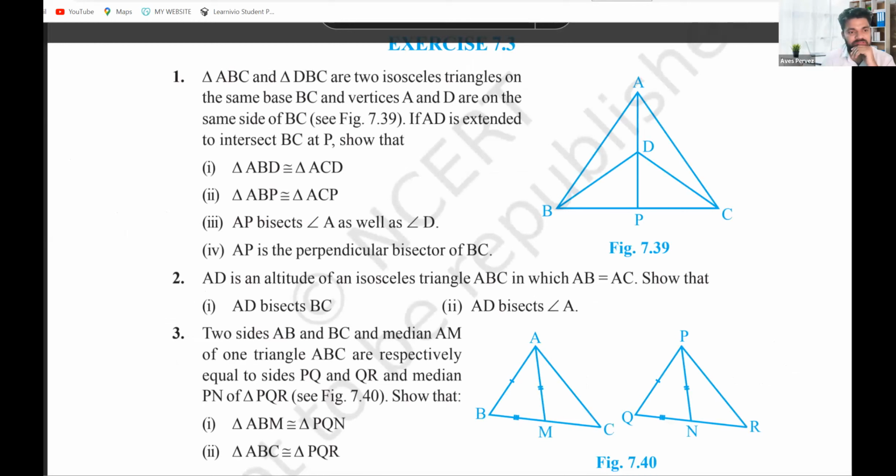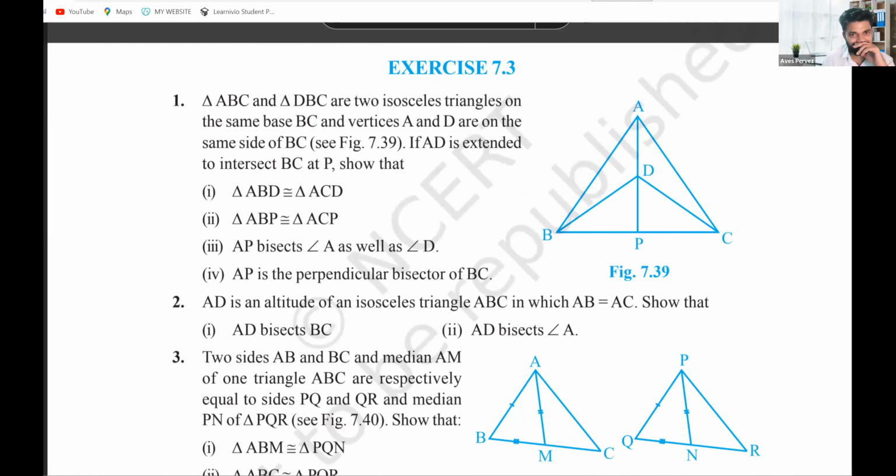Sir, this was yes. No, nothing. Question number 2, the exact same question came in the test, so I skipped that. Like in question number 1. Kind of similar question. Okay.